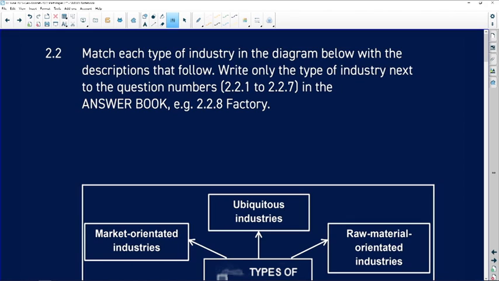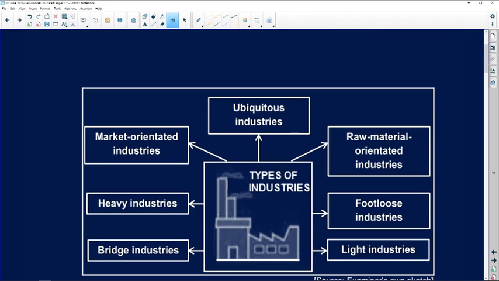Match each type of industry in the diagram below with the description. So once again, very important over here, grade 12, your concepts. If you look at these terms, know the concepts and definitions of each of them, because they describe completely something different.